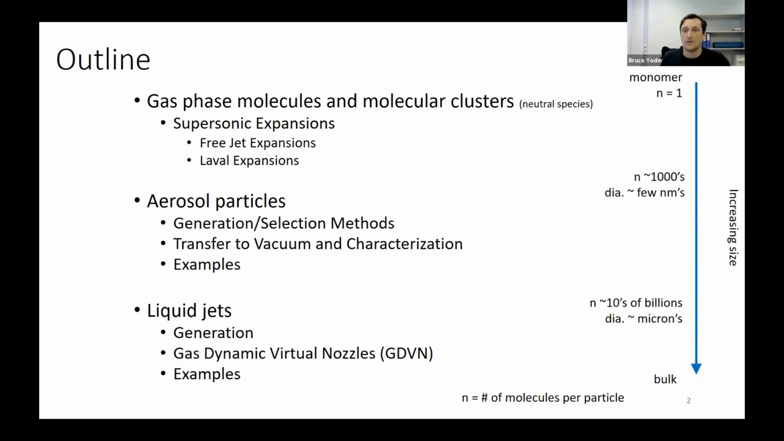So, with the intention to introduce a few possibilities of molecular sources that could be useful for Attosecond experiments, I want to outline their working principles and give an idea of their strengths, as well as where their weaknesses may be. The outline is organized here. So we will look at free jet expansions, Laval expansions, some aerosol particle methods, and liquid microjets that can be used to produce molecular targets of increasing size in general.